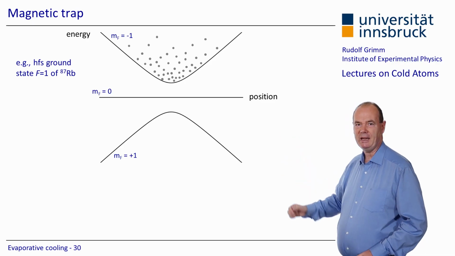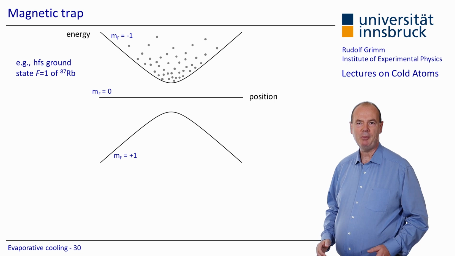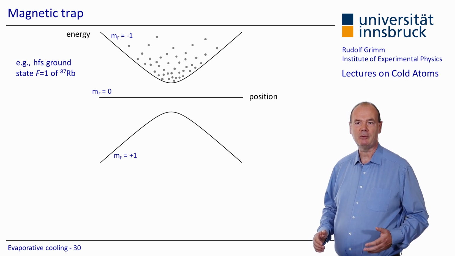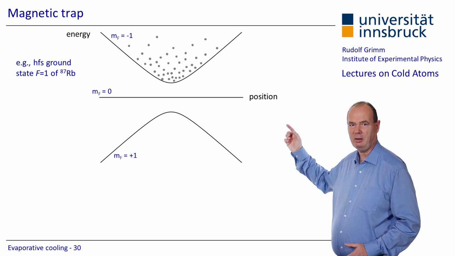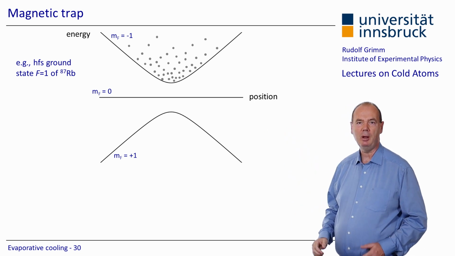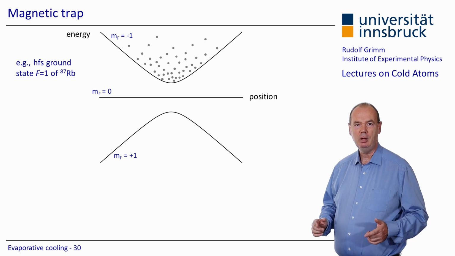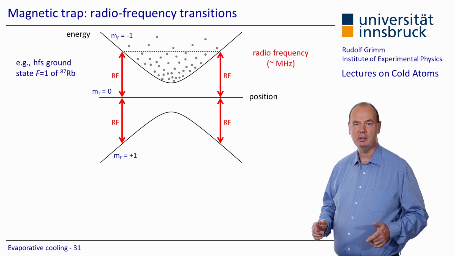Here I show the magnetic potentials of the lowest hyperfine state at the example of a rubidium-87 atom. As discussed in my lecture on magnetic traps, the atoms are trapped in the low field seeking state with magnetic quantum number mF equals -1. The trick now is to apply a radio frequency.